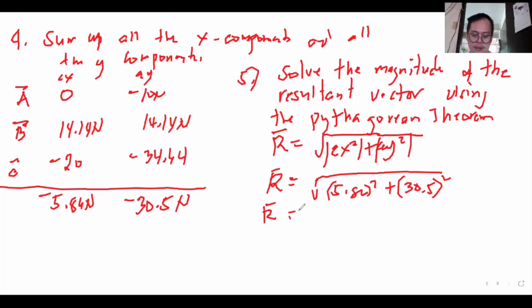So the resultant vector will be equal to, let's solve, 5.86 squared plus 30.5 squared. And the answer, after the square root, is 31.05, or just simply 31 Newton. That's only the magnitude because we're dealing with vectors, so we need to solve for the direction. So the resultant is 31 Newton. Let's proceed to the direction.